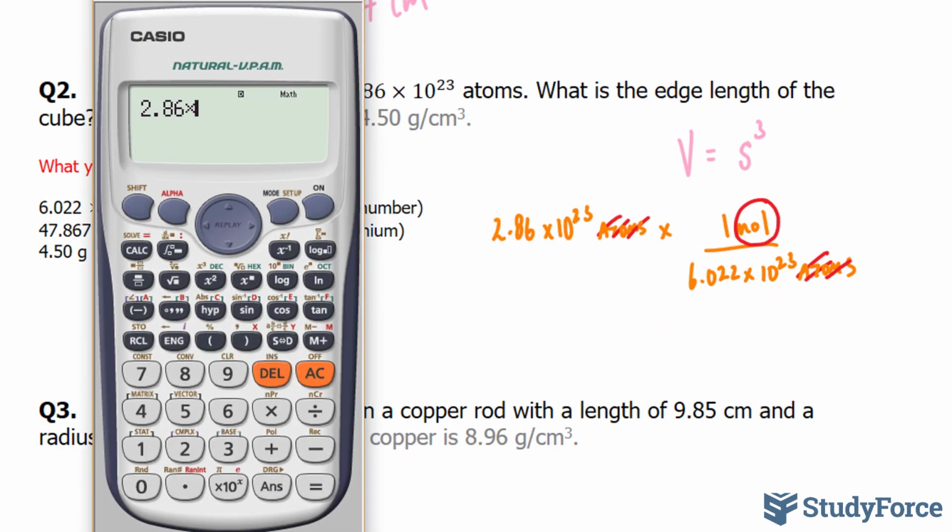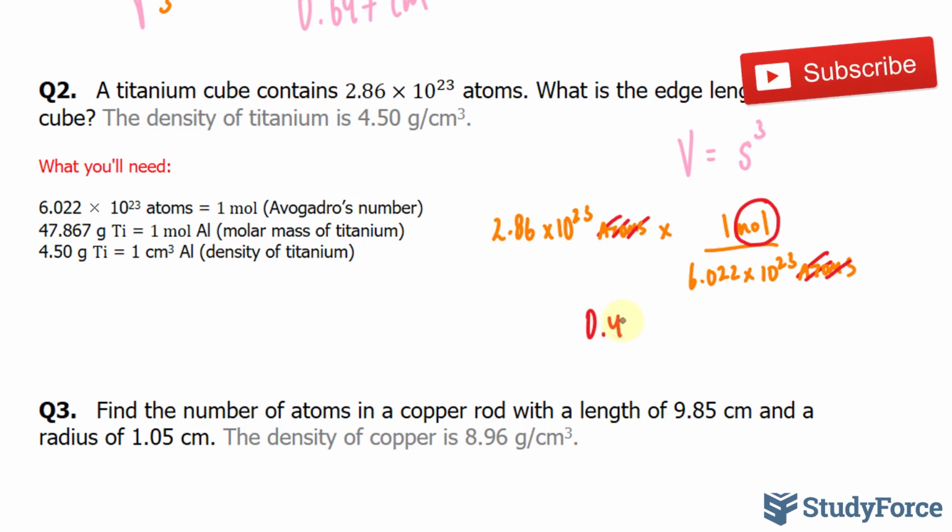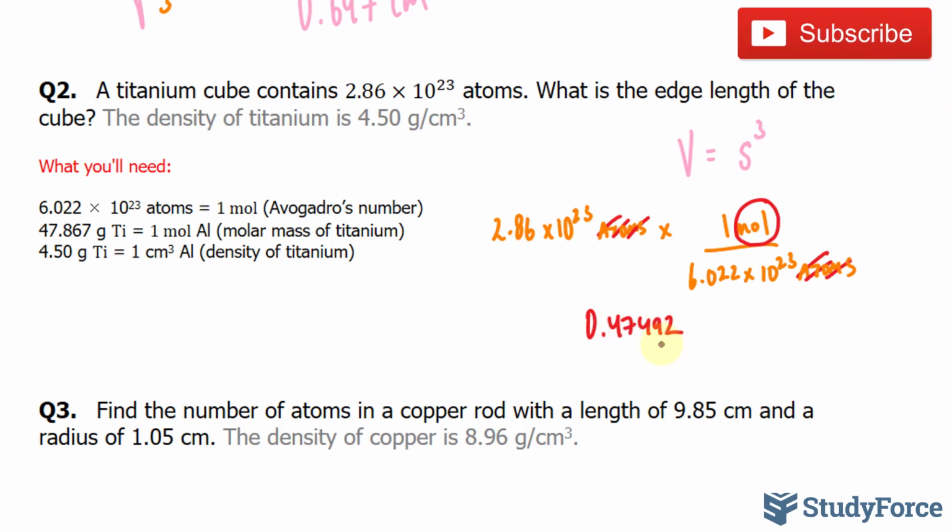2.86 times 10 to the power of 23 divided by 6.022, and it's important that you put these brackets around your number, otherwise you'll get the wrong answer. To the power of 23, that gives us 0.47492. Everything after this 4 is insignificant. So this 9 and 2 are insignificant. I'm only writing them down so that I won't run into rounding errors later on. This is the number of moles.